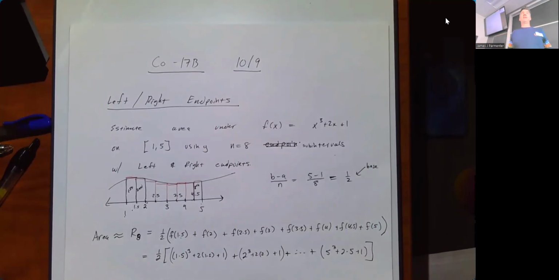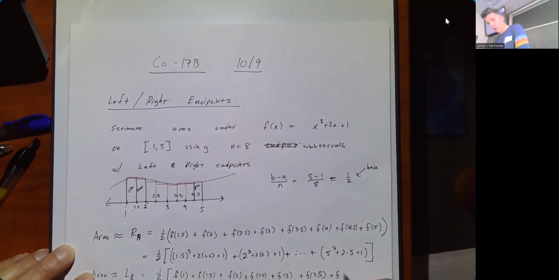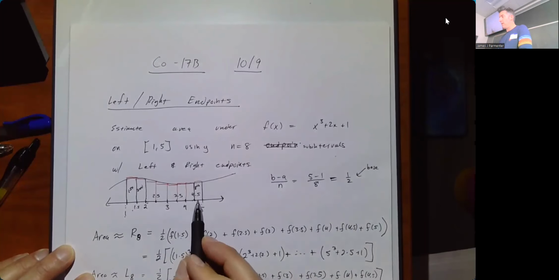For left endpoints, the process is almost literally exactly the same, except you're going to start at the left endpoint. And so our beginning for L8, which is also an approximation of the area, is going to be 1/2 times f of 1, because we're using the left endpoint of the first subinterval, and then f of 1.5, because we're using the left endpoint of the second interval, and so on. f of 2, f of 2.5, f of 3, plus f of 3.5, plus f of 4, plus f of 4.5, ending on the left endpoint of the last subinterval.